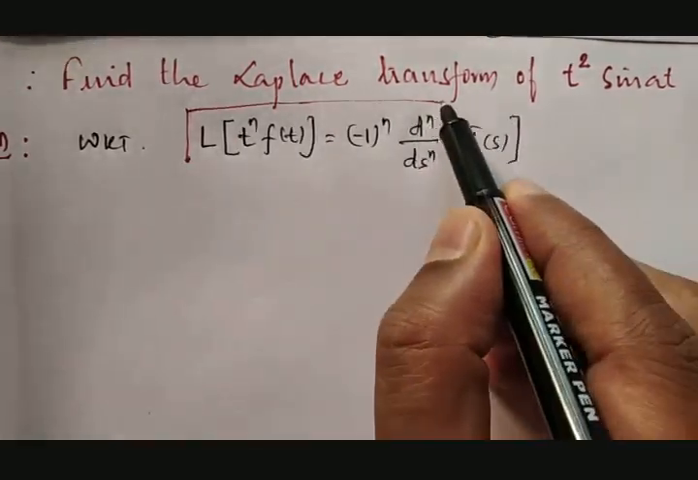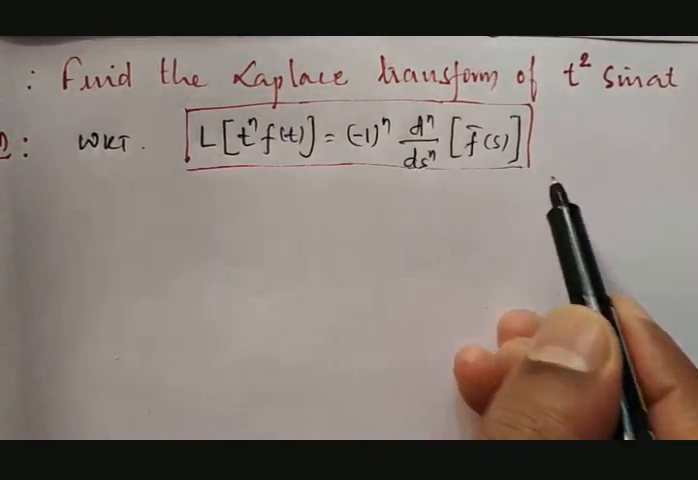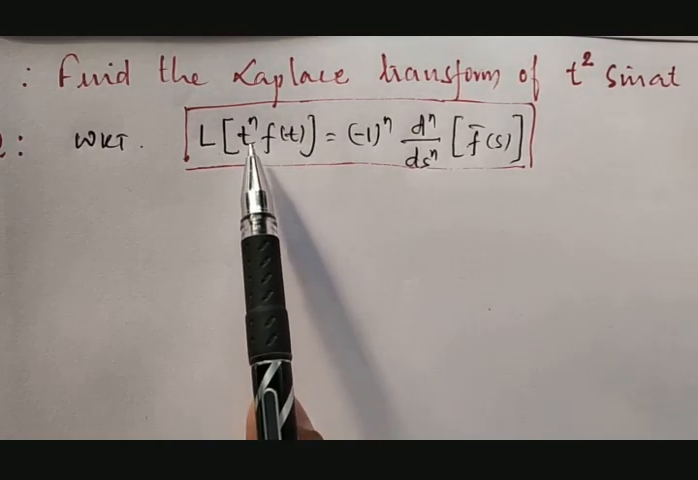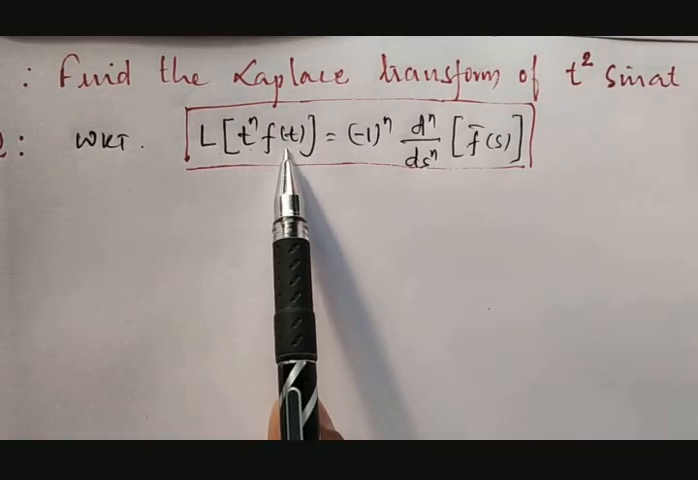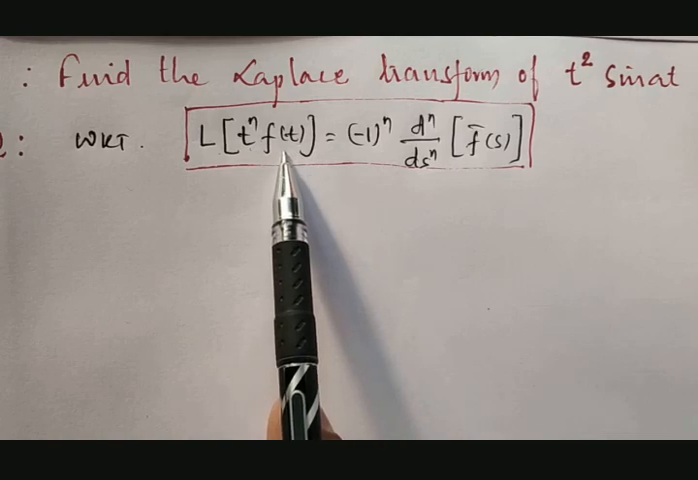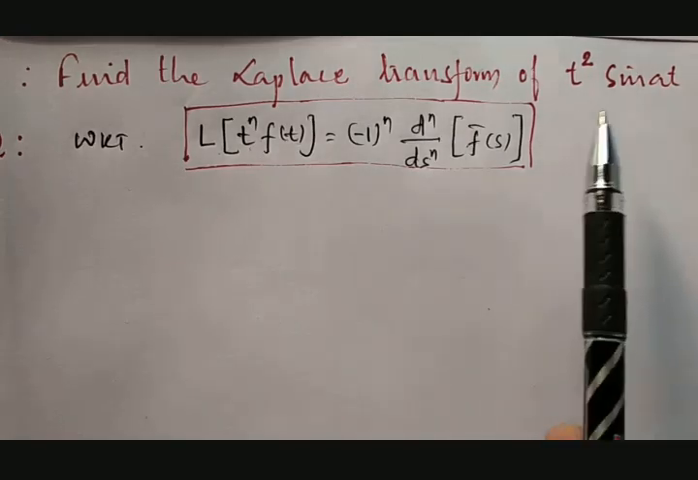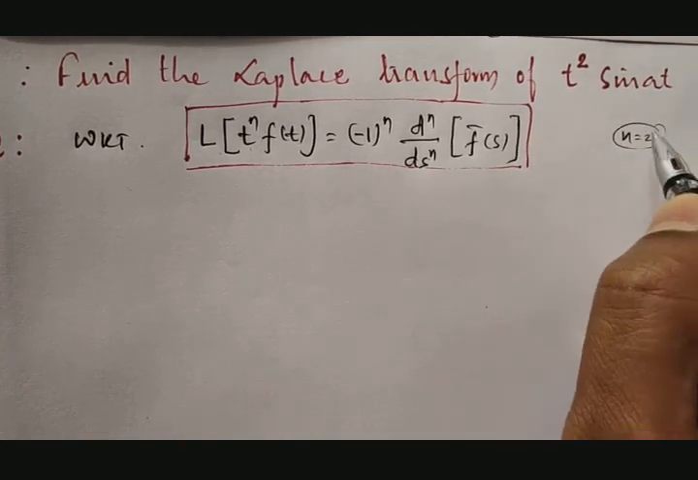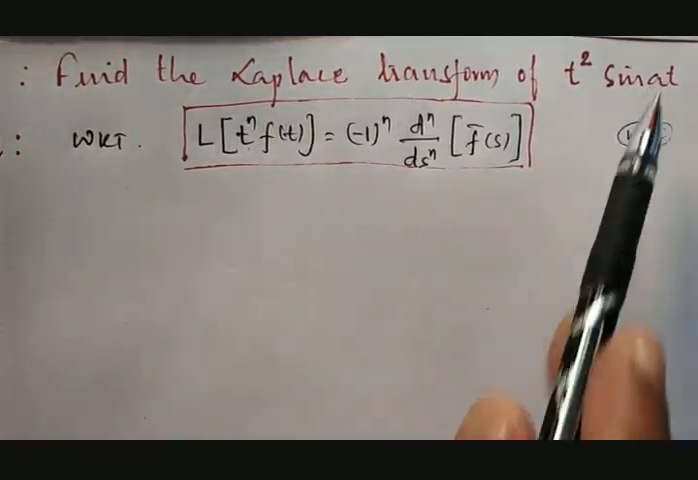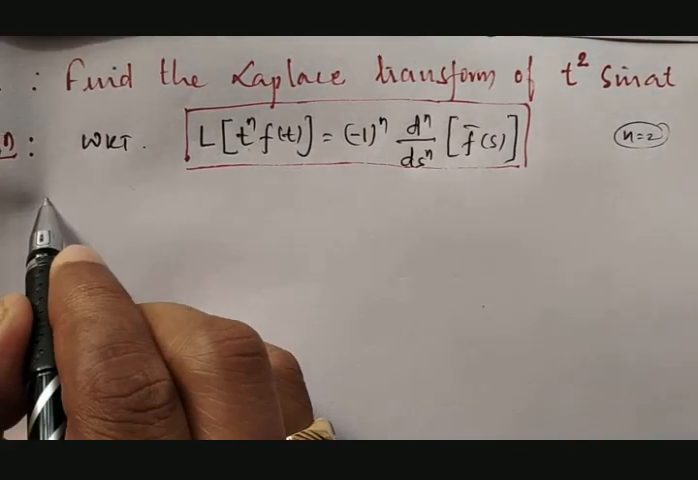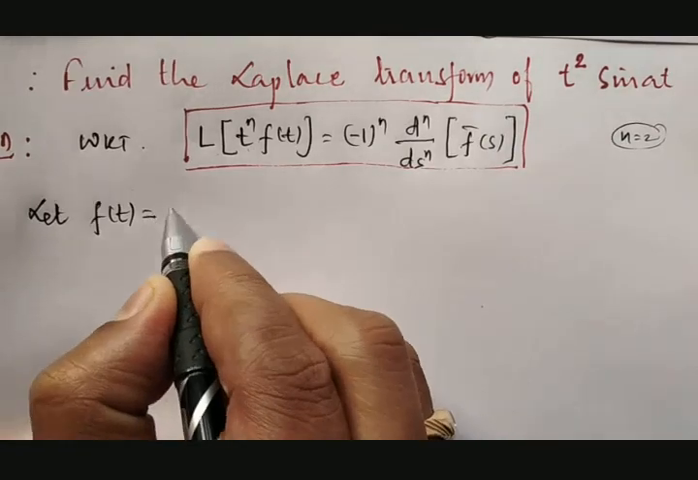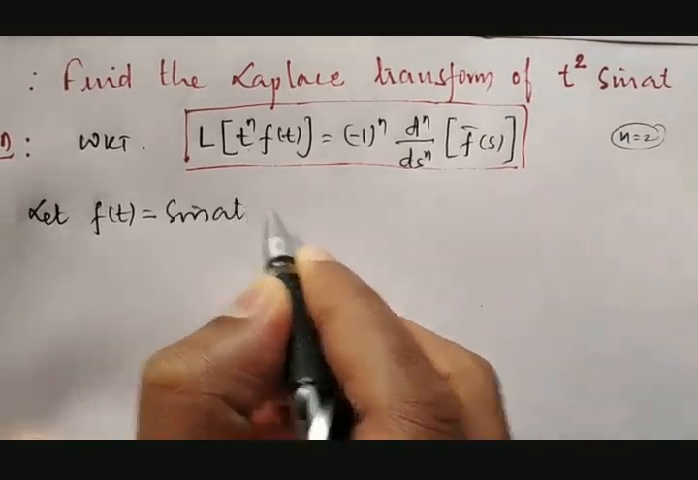In this we can see there are two terms: one is t square, another one is sin at. As per the derivative property, t raised to n is like t square, where n is equal to 2, and f of t is the other function. So first I'll consider f of t is equal to sin at.